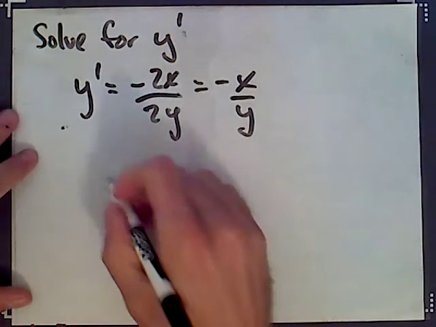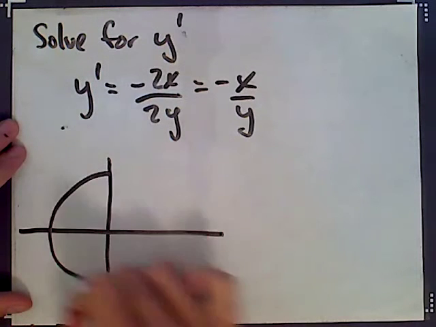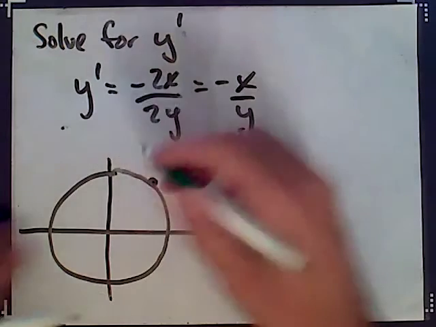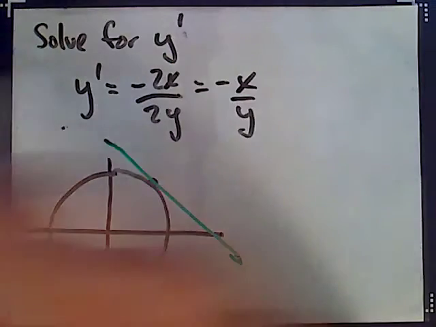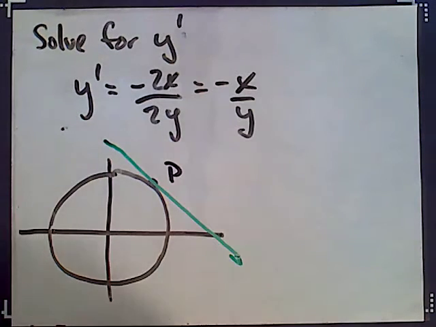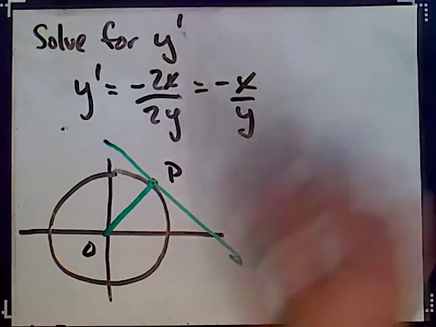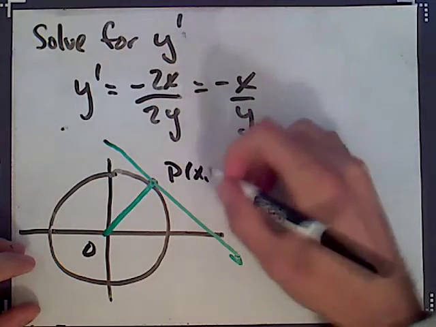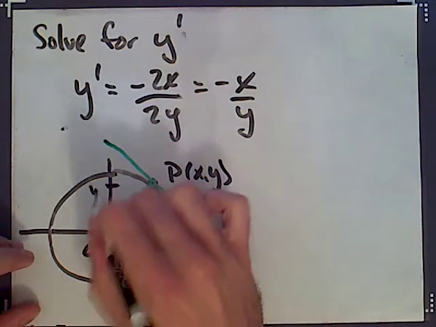Let me put up the picture again. We have this circle centered at the origin, point P. We chose to visualize it to be this point here. This is the tangent line at P, and OP connects the origin to point P. So this is the slope of the tangent line at (x, y). This is the point x and this is the point y.